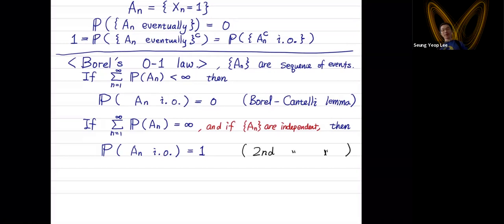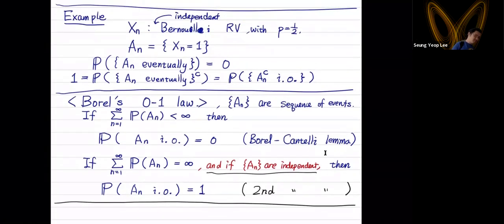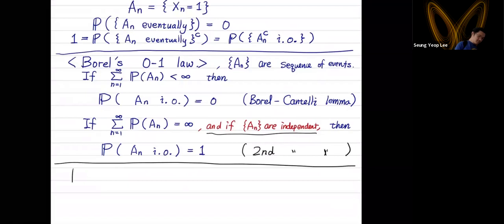Unlike the first Borel-Cantelli lemma, the second Borel-Cantelli lemma has this independence condition. Oh, actually, using this, now I can prove the previous example. Proof of the previous example, using this 0-1 law.